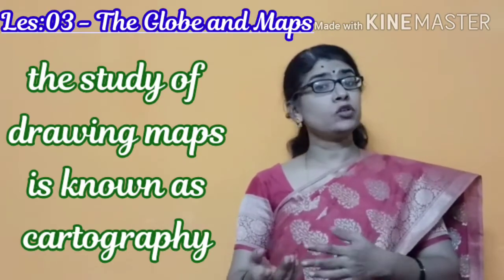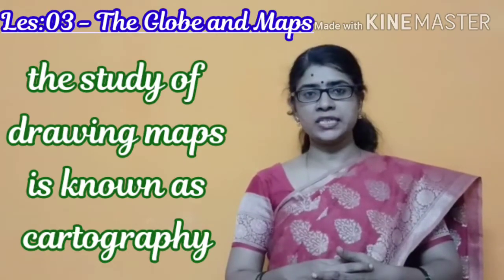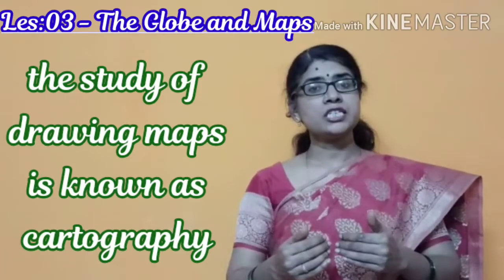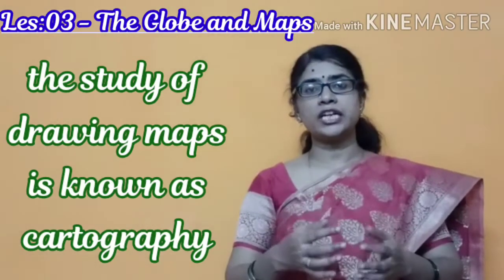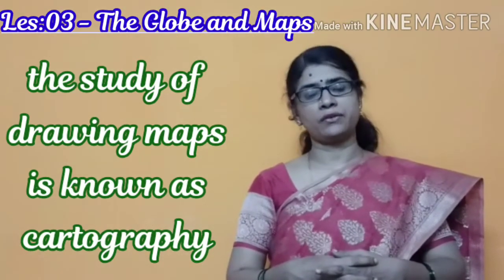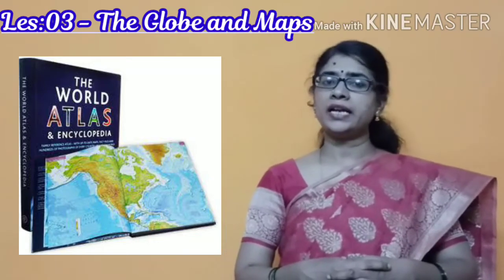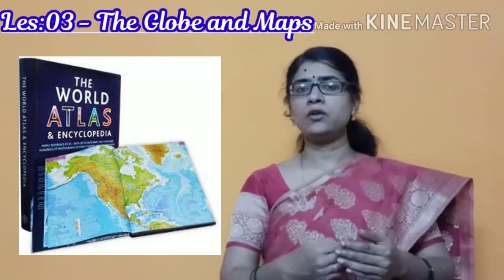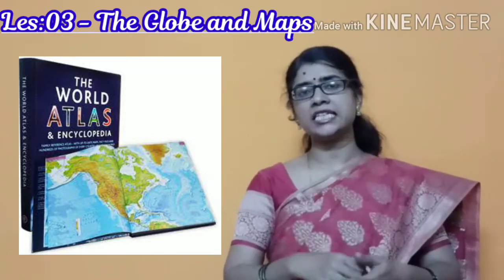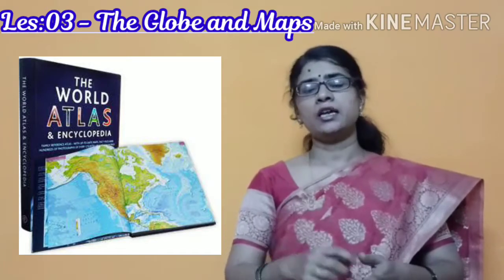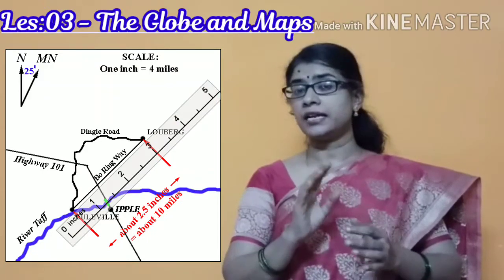You know very well, we go to a photographer to take our photo, isn't it? In the same way, the person who draws maps is known as a cartographer. The science of study of maps is known as cartography. All the maps are arranged in one book called Atlas. See children, if you open the Atlas, below every map you will see clearly one small sentence: drawn to scale. Every map is drawn to scale in the Atlas.